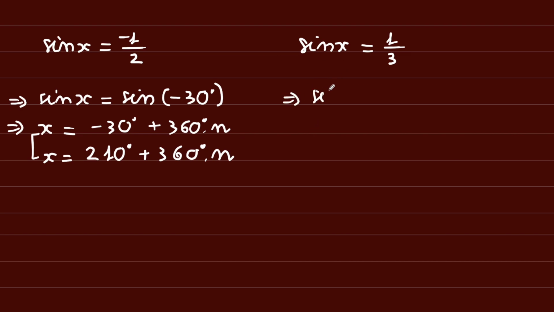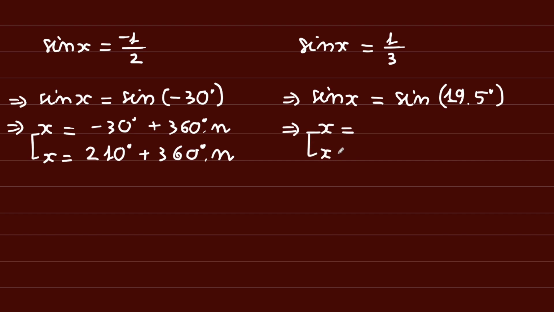I need my calculator. I need to figure out the angle that has the sine equal to 1 over 3. Shift sine 1 over 3, you got 19.5. Sine of 19.5 degrees will be equal to 1 over 3. And this corresponds to the two general solutions. The first one is 19.5 plus 360 degrees multiplied by n. And for the second one, 180 minus 19.5.